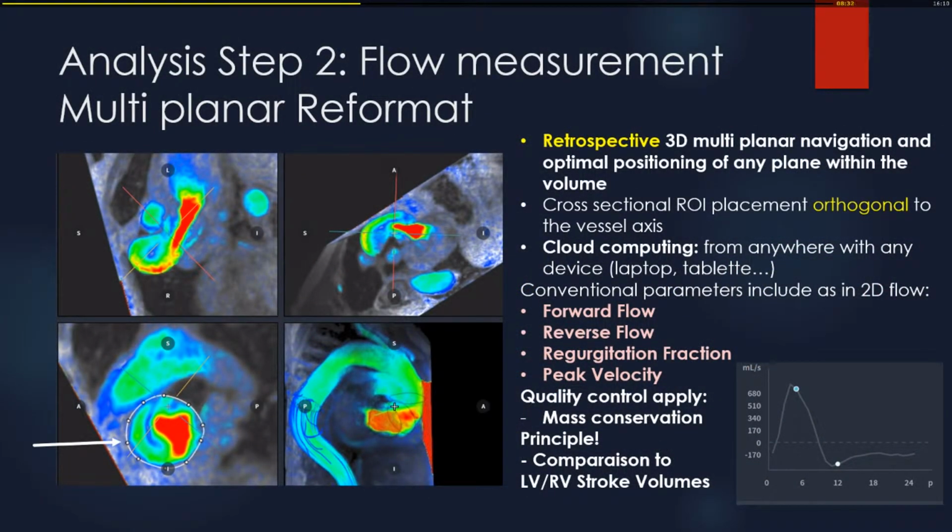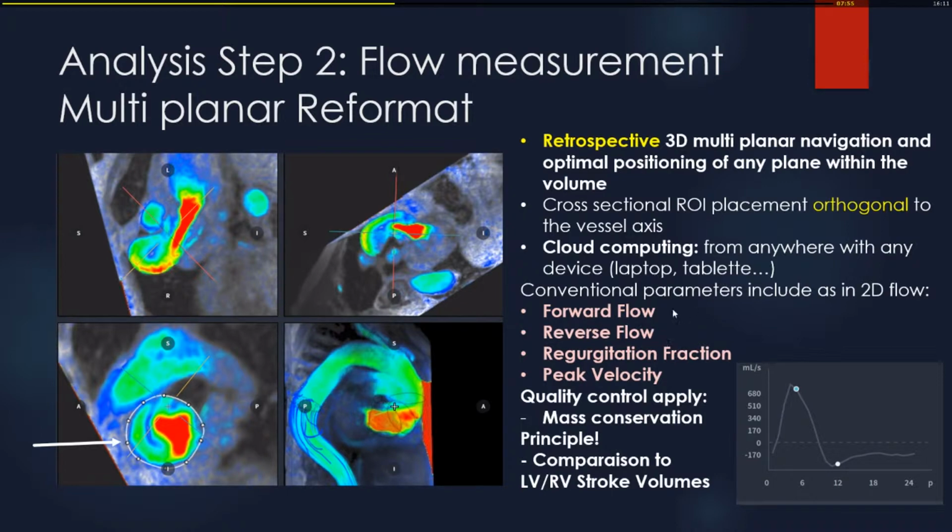Step 2 is the measurement, the flow measurement. We have to keep in mind that we can retrospectively come in this 3D volume, and anytime, anywhere, actually do these measurements and fix our plane optimally, perpendicular and orthogonal to the aorta or any vessel axis. It's cloud computing, so from anywhere, as I said, but also with any device. You can use a laptop, a tablet, even an iPad.